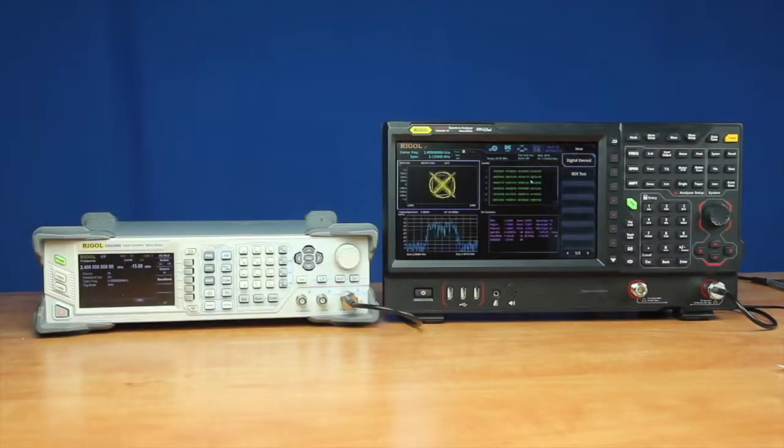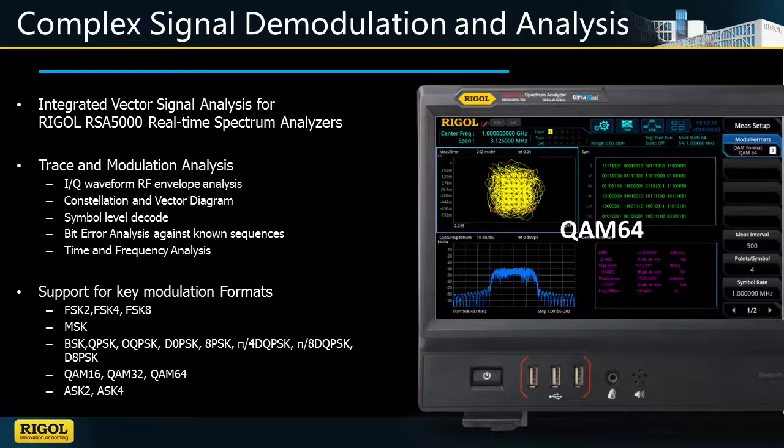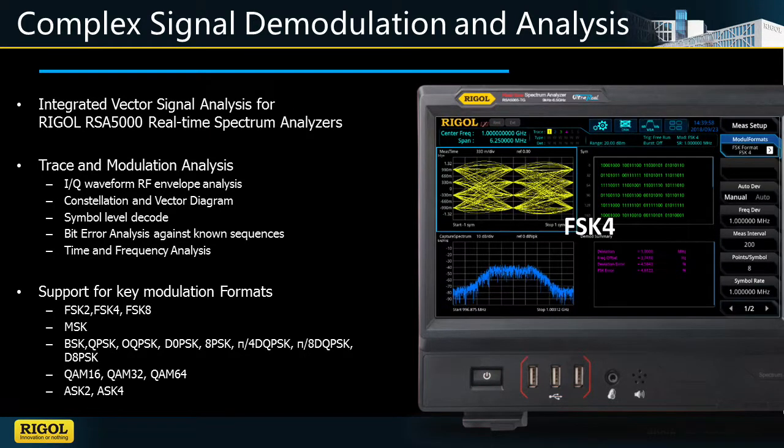RIGOL's VSA, or Vector Signal Analysis application, extends the capabilities of the RSA5000 series to include complex signal analysis and demodulation. This ability makes it possible to characterize RF modulations, including QAM, QPSK, ASK, FSK, and more signals. Engineers can visualize and analyze modulations and error characterization, as well as constellation diagrams.